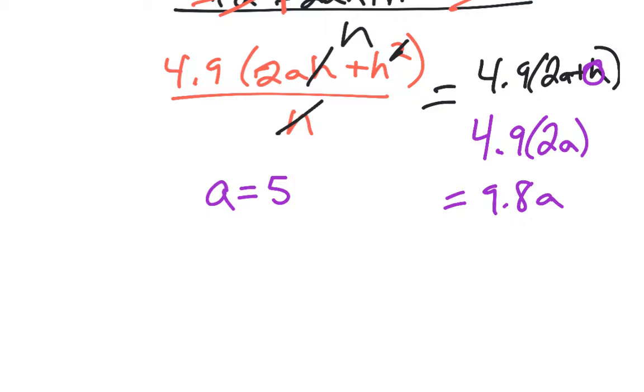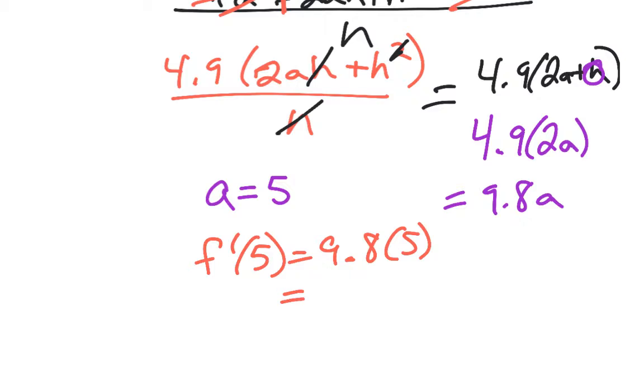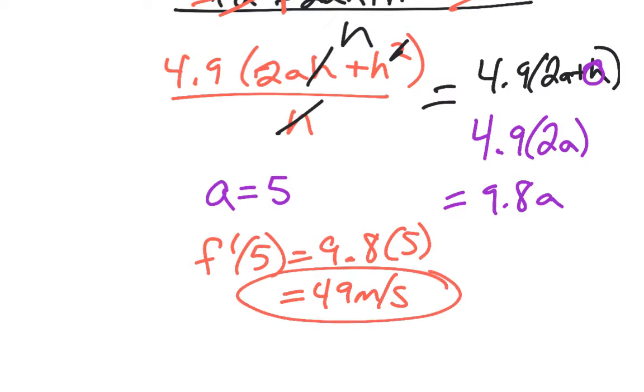So this becomes f prime of 5 is equal to 9.8 times 5, which is 49 meters per second. So it's traveling after 5 seconds at a rate of 49 meters per second.